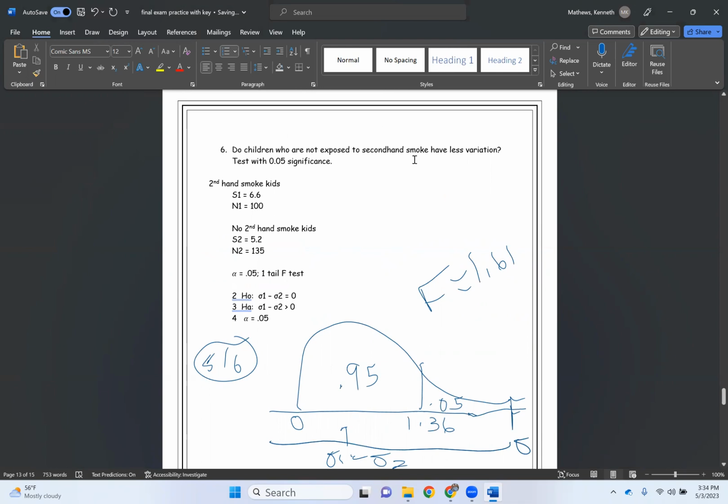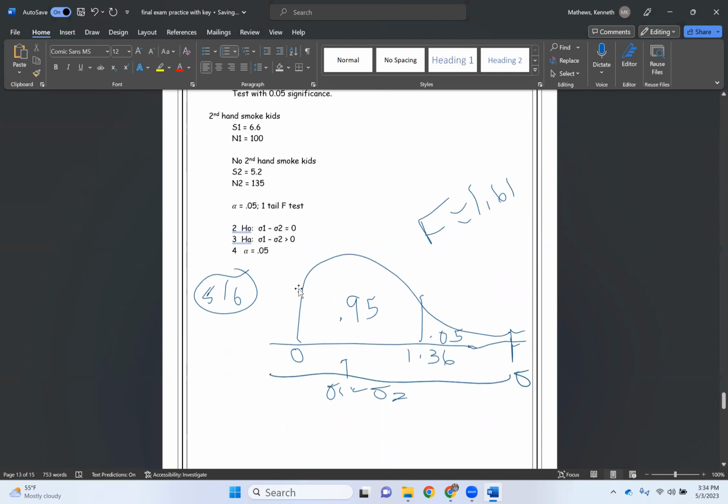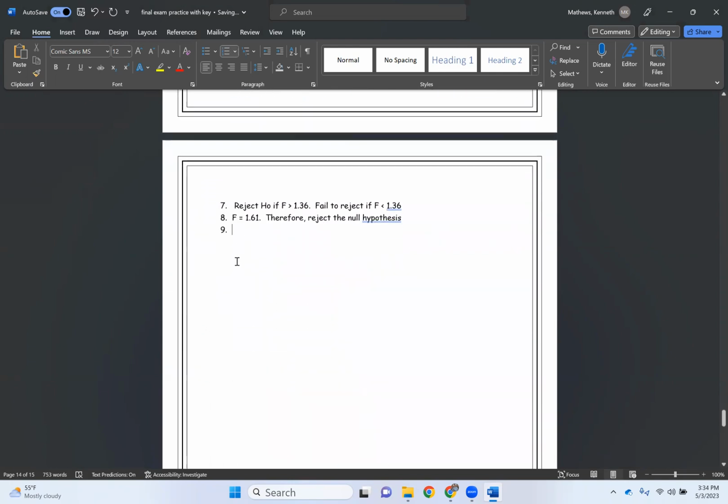Well, really, if we want to go back to what the claim is, do the children not exposed have less variation than the children who are exposed to secondhand smoke? So the kids not exposed to secondhand smoke have more variation in their heart rate than the kids who are exposed to secondhand smoke.